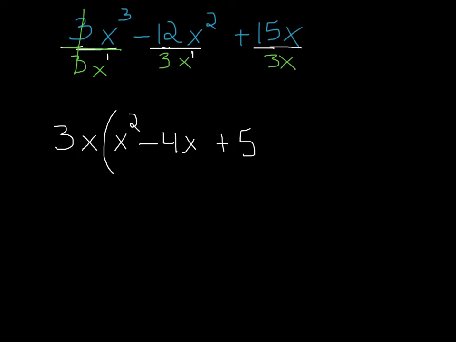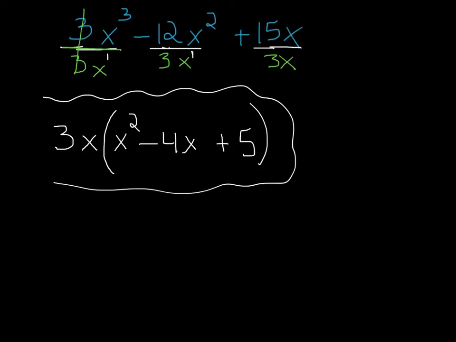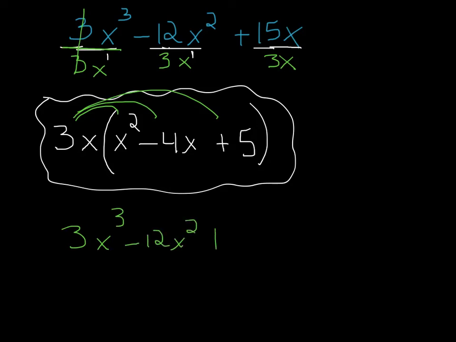So as you can see, your answer looks like the distributive property because we went backwards. And you can always check your answer by distributing. You should get 3x to the third, minus 12x squared, plus 15x. After you distribute, do you go back to the original problem? And we do, so it works.